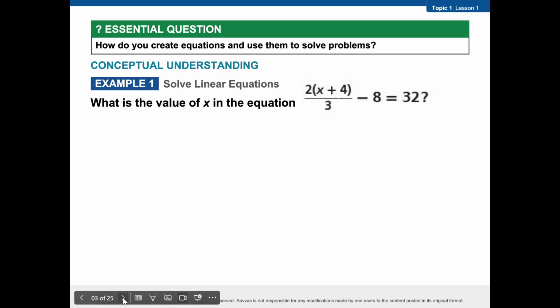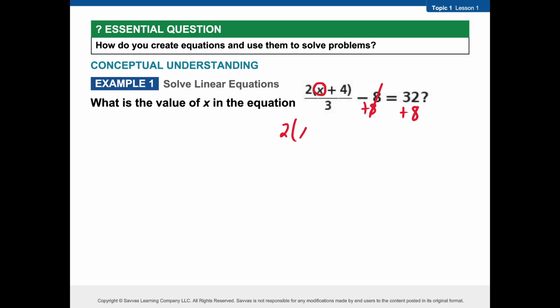Here, solving linear equations, what is the value of x in the equation? First, I need to isolate this variable. I can't do anything with this variable because it's being multiplied by the 2 and divided by 3. So before I can do anything with this, get rid of the minus 8. Add 8 to both sides.